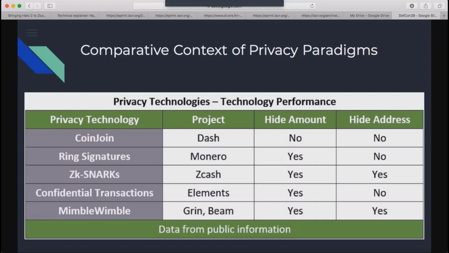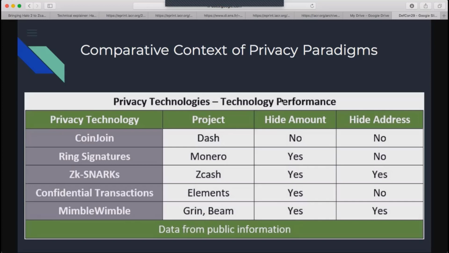When we say privacy preserving technology, there are two major purposes for using it: either to hide the amount or to hide the addresses.